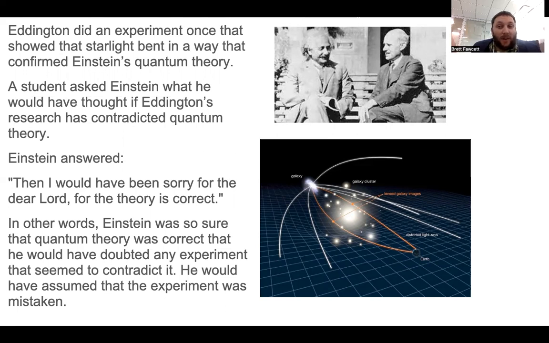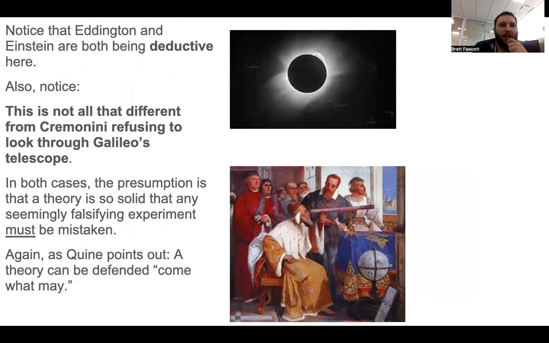Because if his experiment had not agreed with my theory, I know my theory is right. So the problem would have been with him. He was so sure quantum theory was correct that he would have doubted any experiment that seemed to contradict it. He would have assumed the experiment was mistaken.